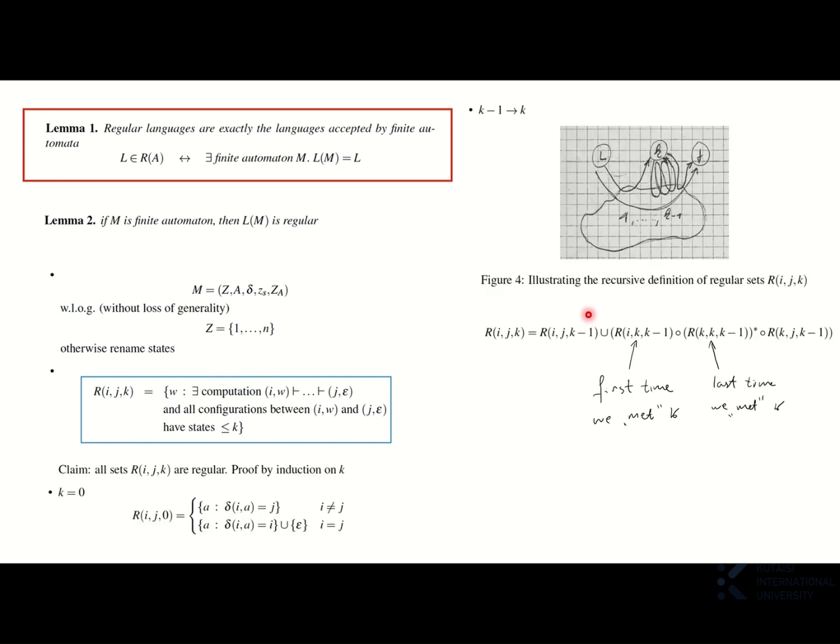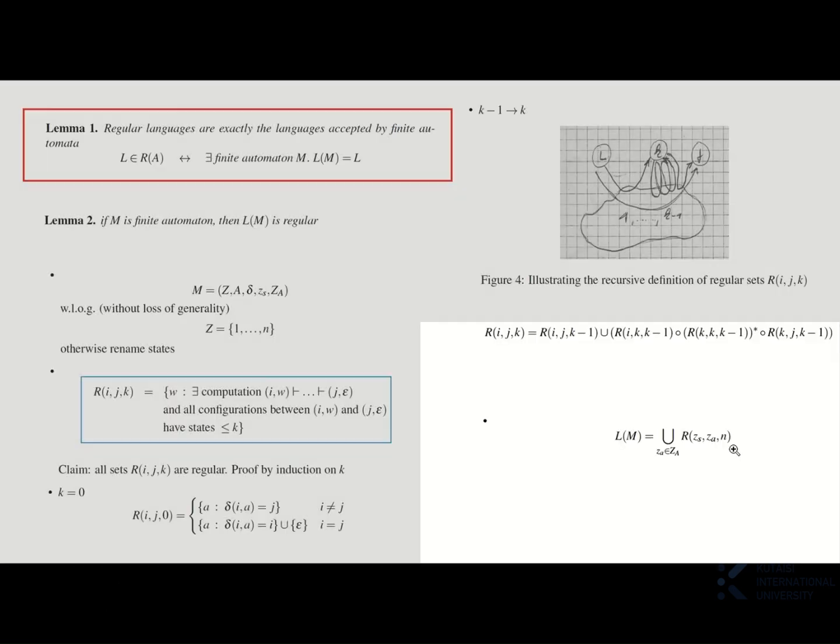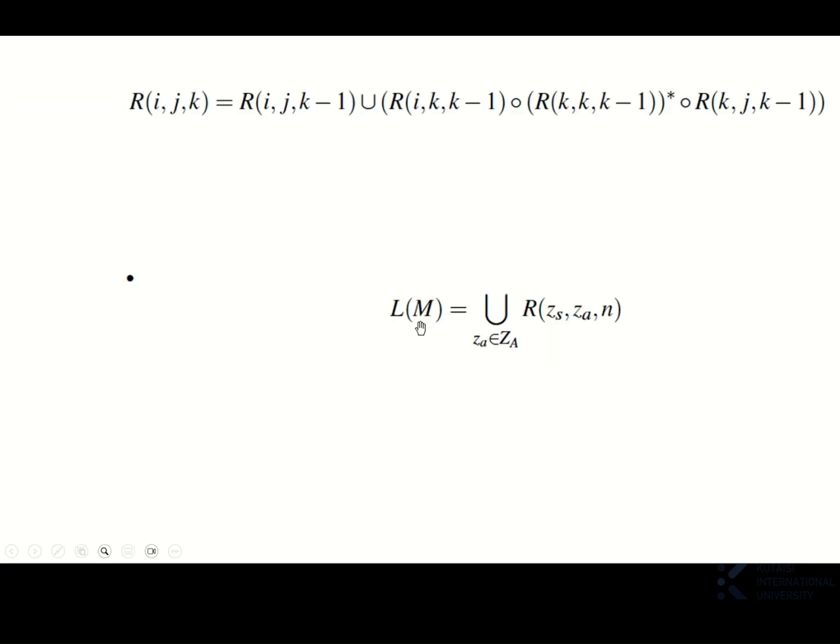Now let's go completely to the end. So then, what is the language that my machine accepts? It's all those words, look what's written here, that start with the start state, end in the final state, and all the states they pass in between are less than or equal to n.